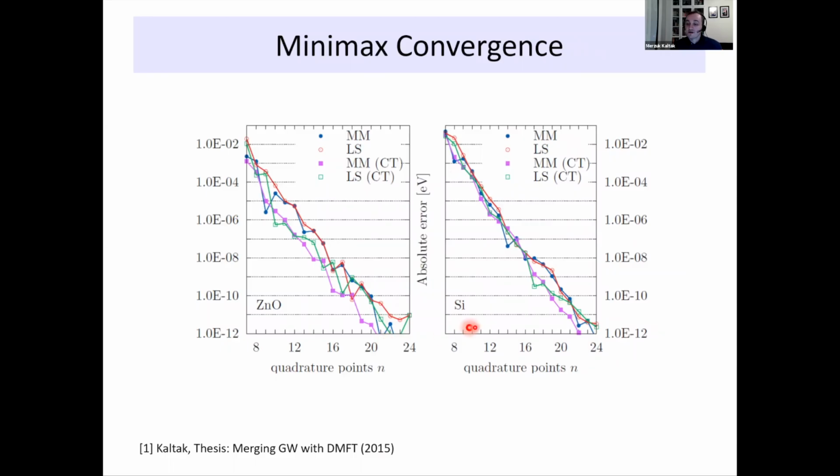The following plot shows you the convergence of the Minimax quadrature for two systems. We have here zinc oxide and silicon. On the x-axis, we have the number of quadrature points. On the y-axis, we plot the absolute error of the RPA integral. Of interest to us are these blue dots, and you see that they are decreasing exponentially with the number of frequency points. So increasing the quadrature by roughly 2 points gives you 1 additional digit in precision.